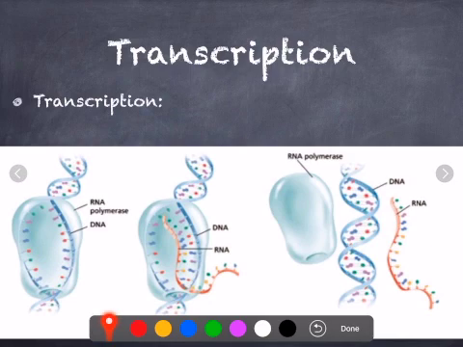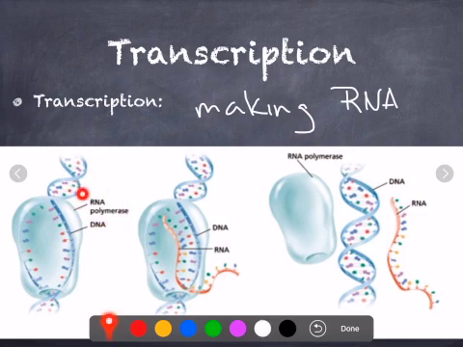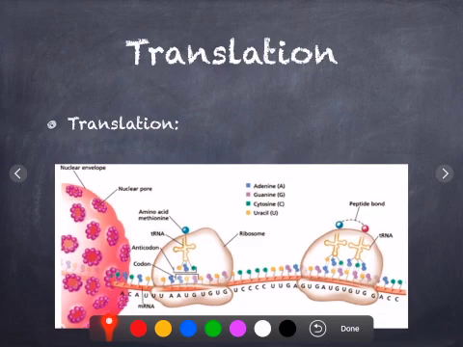So in transcription, again, we are making our RNA. And what happens here is a molecule, helicase, comes in, unzips it, DNA polymerase attaches to it, RNA polymerase attaches to the DNA, because this is an RNA molecule, and an RNA strand is made. Pretty simple. Once it hits that stop codon, the whole sequence is released. So transcription, making RNA. Now translation is a little more complicated, and this is where we're making our proteins.